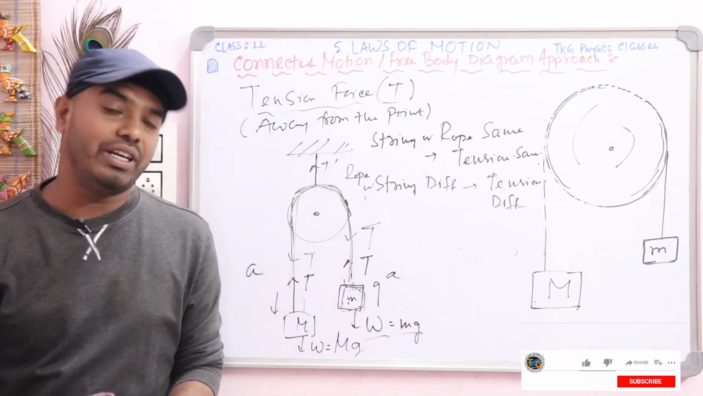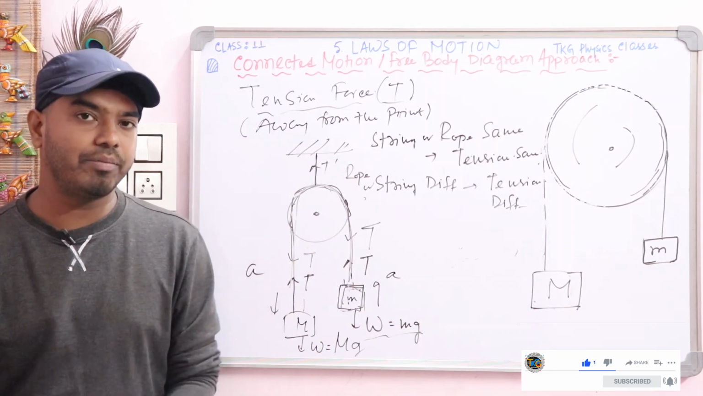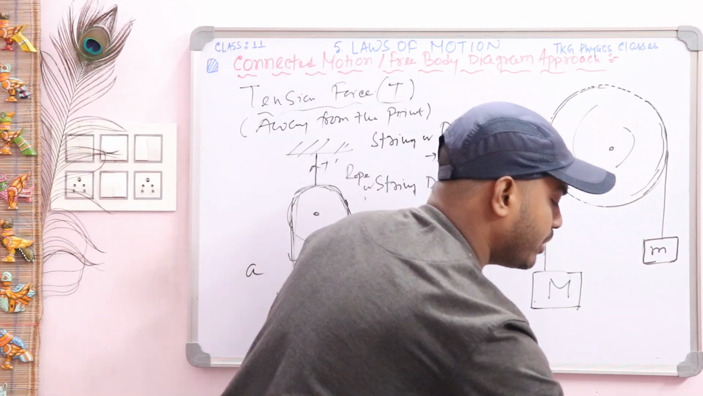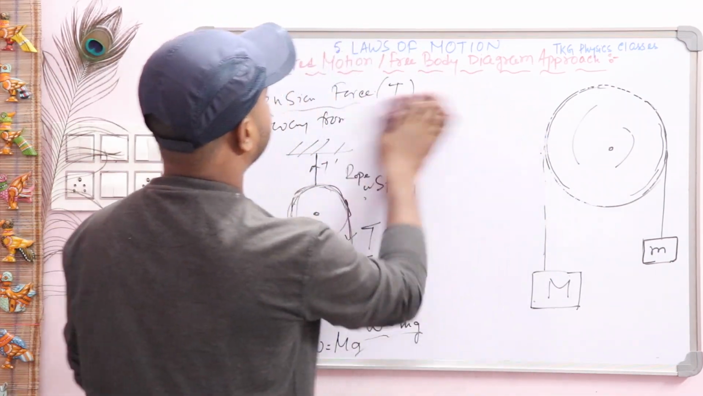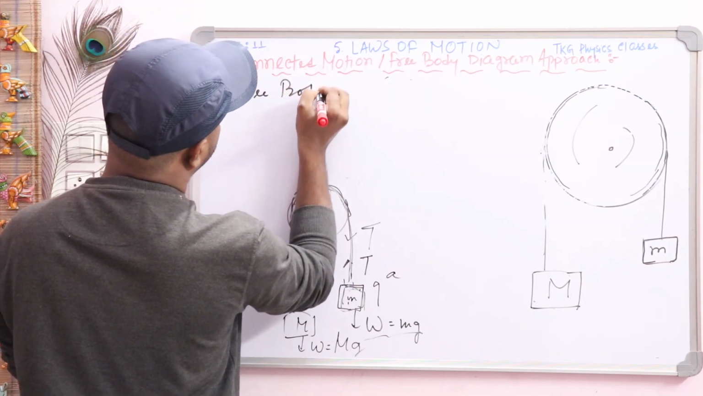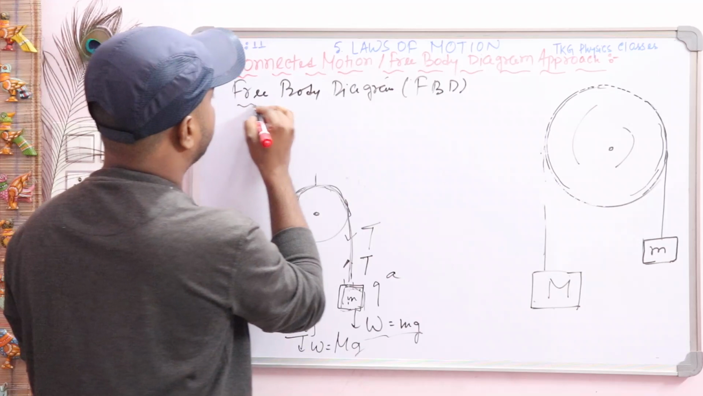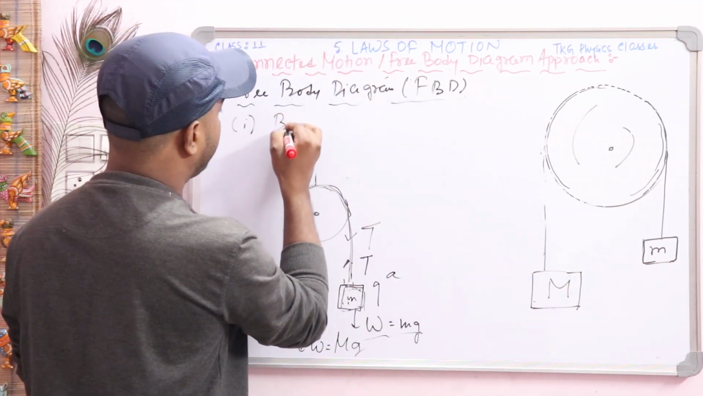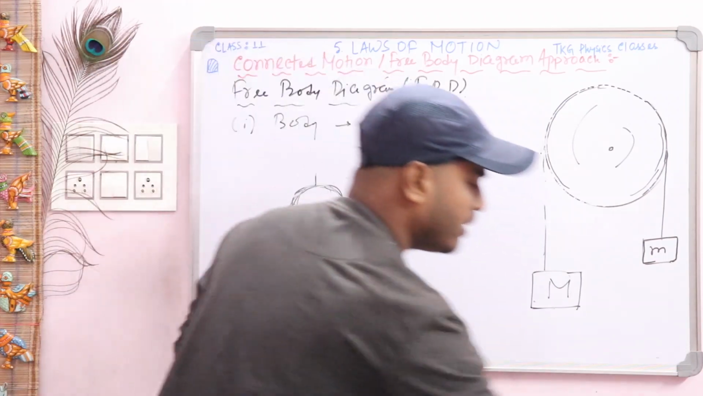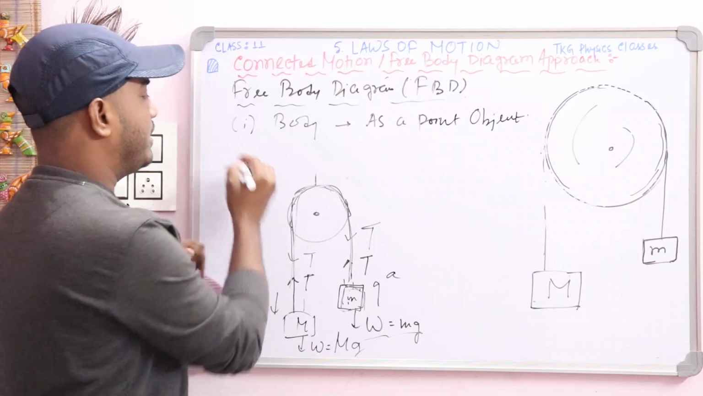Now you have to apply a free body diagram for solving acceleration, or you can say tension. So the basic concept: how will we apply a free body diagram? For applying a free body diagram, that is FBD, we have to remember three important points, students. First point, we have to consider the body or object as a point object.